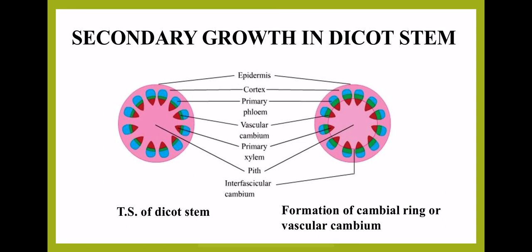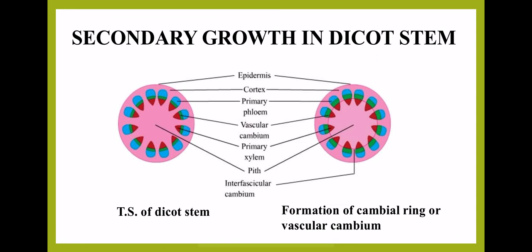This increase is called secondary growth, and it is carried out by the lateral meristem. Again, the lateral meristem consists of two meristems, that is vascular cambium and cork cambium. Let us now study what vascular cambium and cork cambium are.